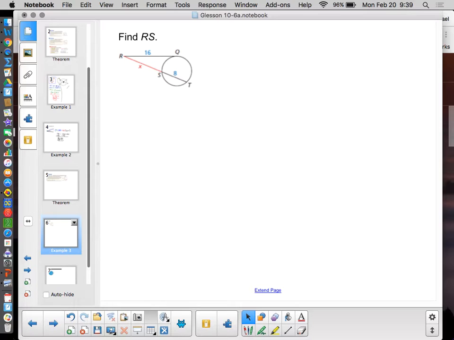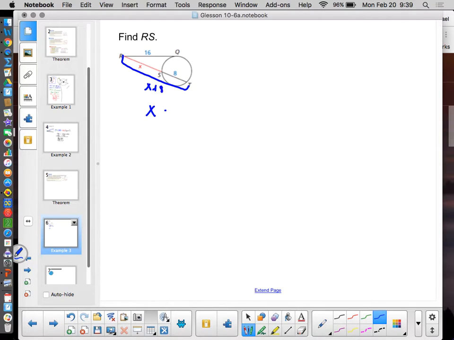Let's do this one, though. So same thing. We take x times the whole thing, which is x plus 8, equals 16 times, where's the second part? Well, it's a tangent, so we're going to just multiply it by itself. 16, the second part's the same as the first part.